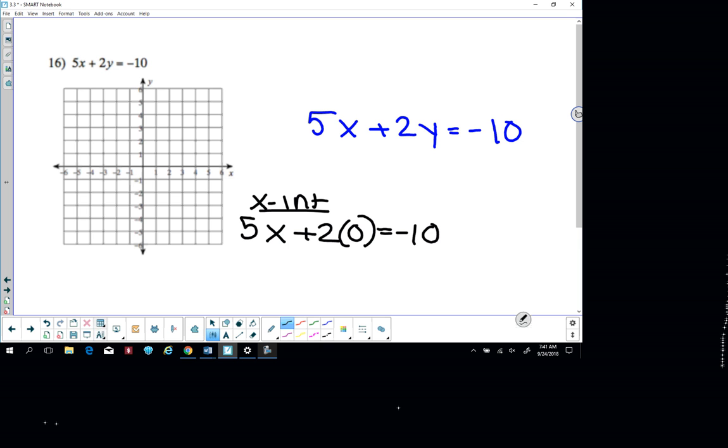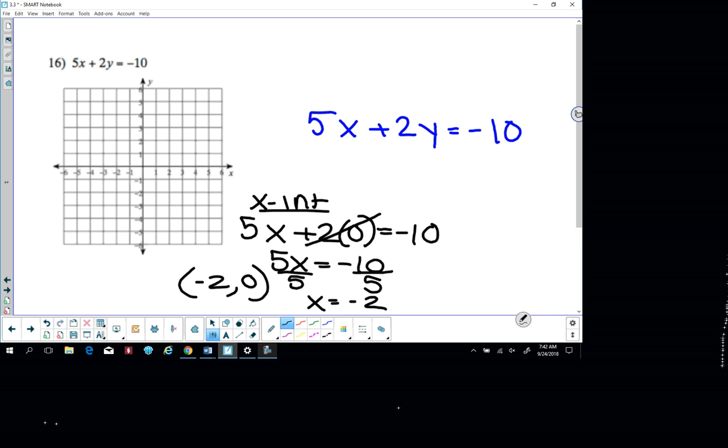There's also the cover-up method. So see how it's in standard form? See how x and y are on the same side? All you have to do is cover up y and its coefficient and solve. It's the same exact thing, just like how Ms. Thompson was crossing it out. And so you end up getting 5x equals -10. How do you get x by itself? Divide it by 5. And you end up getting x equals -2. So your x-intercept would be -2, 0.